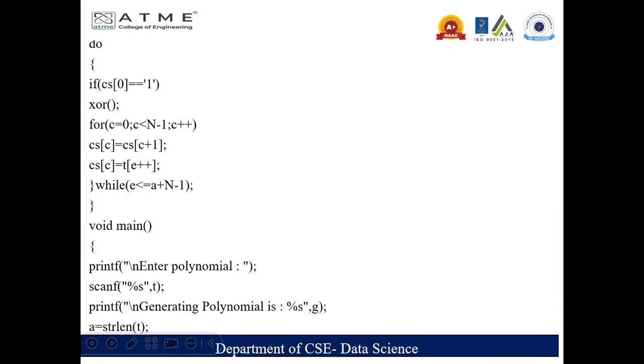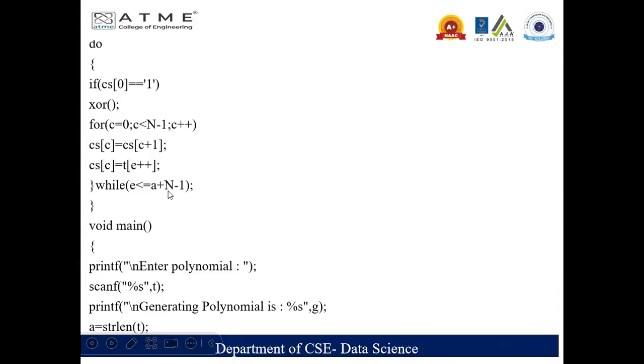Then for c equal to 0 to less than n minus 1, it will shift to the next position. It will leave the leftmost bit and shift to the next position, and then it is going to bring the next bit from T into CS. So from T, it brings the bit and places it in the array CS. In order to perform the division, it shifts the checksum, drops the first bit, and brings the next bit from T into CS. Here it drops the leftmost bit and shifts, and here it brings the next item from T into CS.